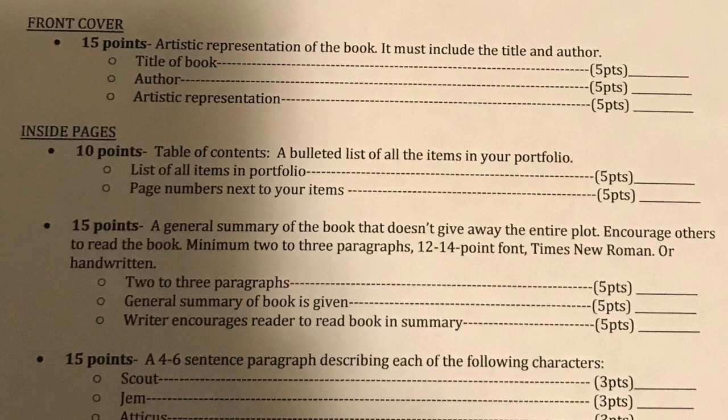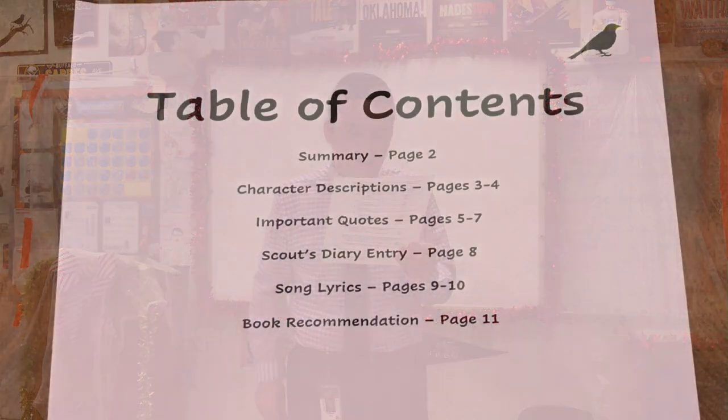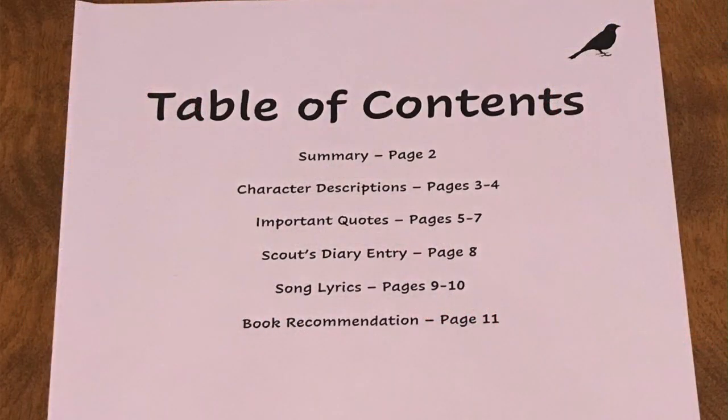Second thing for the first checkpoint due on Monday or Tuesday is a table of contents. This is a bulleted list of all of the items that you need in your portfolio. Here's an example of what a table of contents will look like. And again, it lists all the items that are in your portfolio. That list gets you 5 points. And the page numbers next to your items gets you 5 points as well.